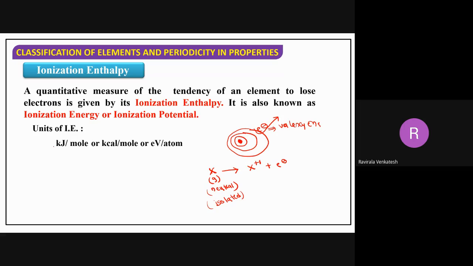Now what are the units for this one? Kilojoules per mole. For energy in general, you can express it in kilojoules, kilocalories or electron volts. These are some conversions: 1 electron volt is equal to 96 kilojoules or 23 kilocalories. If you remember this, it is better for you, because we can change those units also.